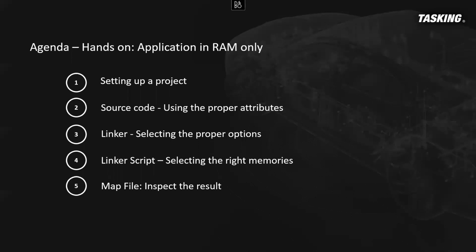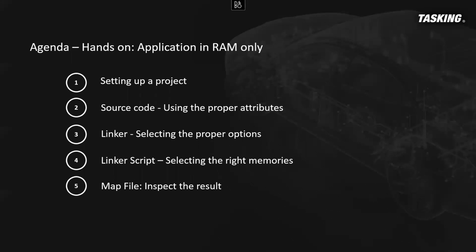The third item that you are going to see is to select the proper options in the linker, and that is important that you get these options right. Otherwise, you will end up with a bit of a mess that, well, you may have some flash in use and some stuff in RAM, but you don't know why. So there's some linker options that you need to select in order to really get your stuff into RAM and not use any flash.